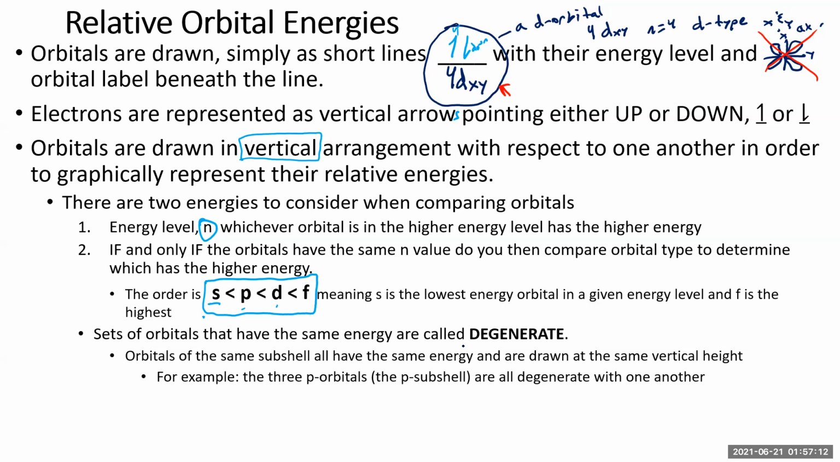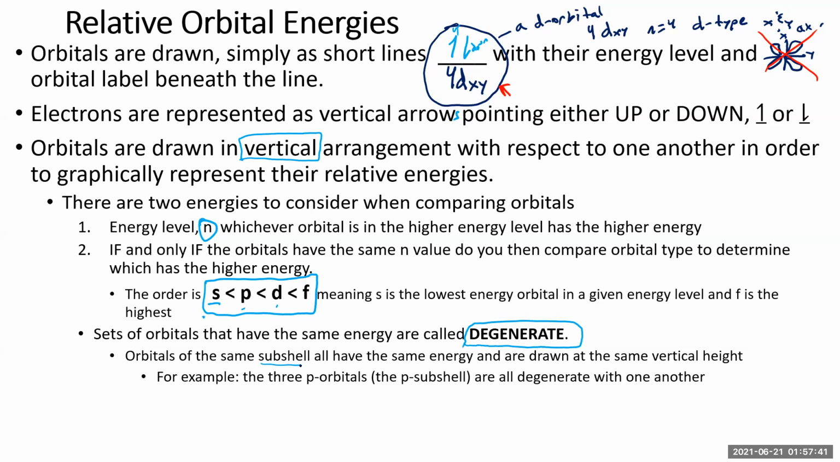Sets of orbitals that have the same energy are called degenerate. We're going to see this word again and again, degenerate. The most common examples are the p subshell and the d subshell. Orbitals of the same subshell are always degenerate, meaning they always have the same energy. All the 3p orbitals, or 4p orbitals, or the 5p orbitals, or the 2p orbitals, all the p orbitals in a subshell, a p subshell, have the same energy.